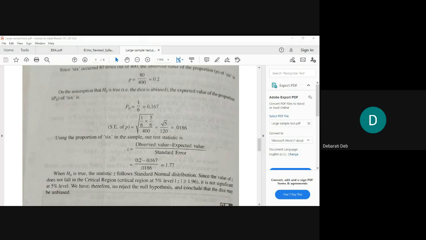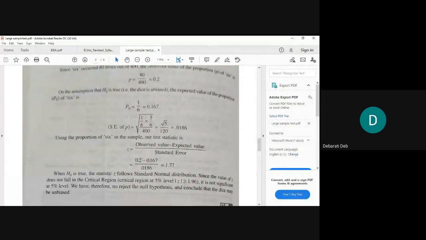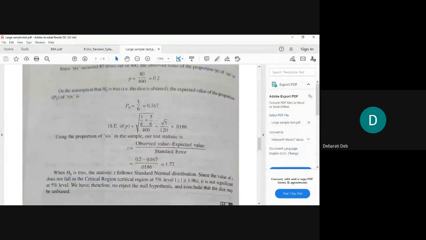Now calculate this one. Calculate this numerator portion. It is 5 by 6, isn't it? Numerator is 5 by 6. Sorry, 36. 5 by 36, right? Yes, ma'am. Okay, now calculate 5 by 36. How much is it coming?